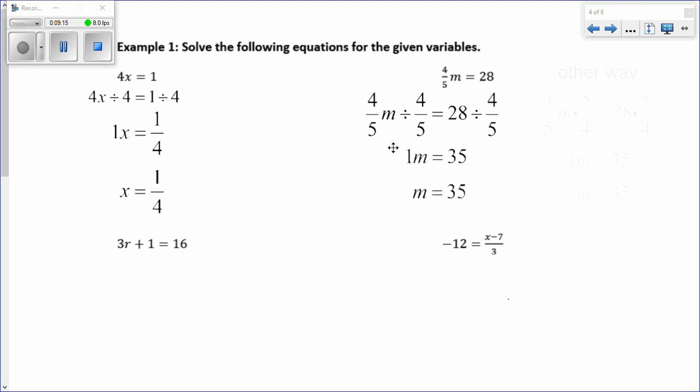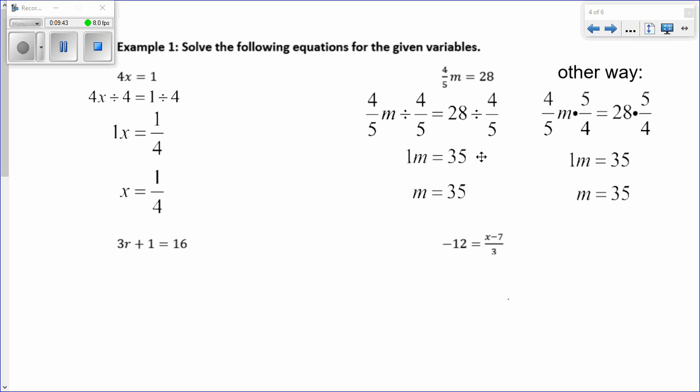Another way you could do it, because you remember you're trying to make this into a 1m, you could multiply this fraction by its reciprocal. Okay? So the other way is, instead of dividing by 4/5, you could multiply both sides by the flip version of it, 5/4. 4/5 times its reciprocal will give you 1. And 28 times 5/4 will also give us 35. Okay? So we still get the same answer. It's up to you. This is the way I'm probably going to show you more in class.